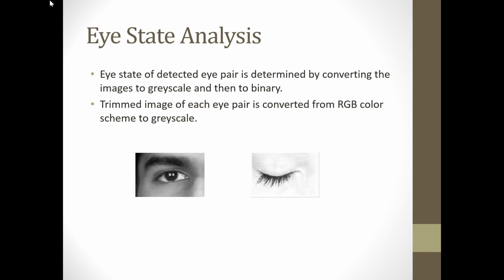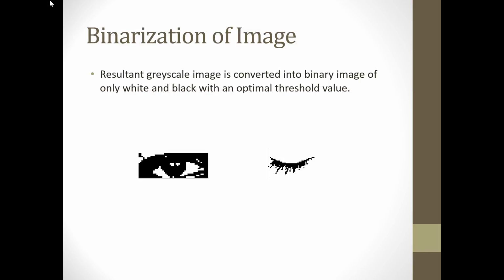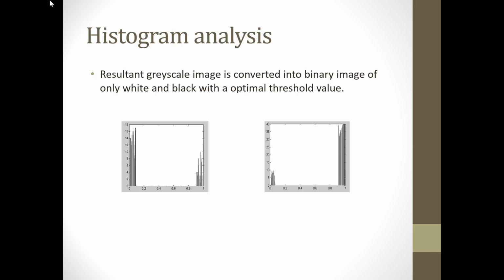The first step in detecting the eye state is to convert the eye images into grayscale and then into binary. In this slide you can see the eye images converted into grayscale, and the binarization of the image. The gray image is converted into binary by giving a threshold value of eyes from the eye parts, and the threshold value is deduced from the various inputs taken. After the image is converted into binary, histogram analysis is done for the binary image, which helps in determining the eye state.